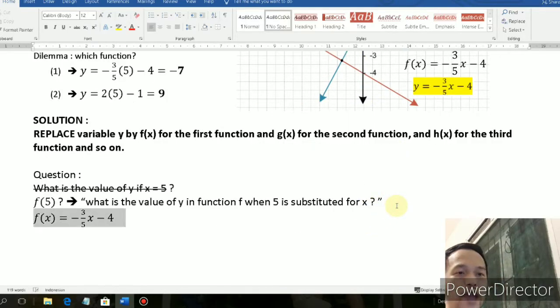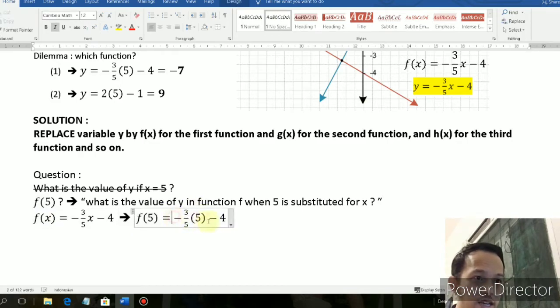So when we execute that, let's recall what the first function is. This is the first function. The f of x just replaces y. Again, this is one symbol here. So f of 5 is when x equals 5. You substitute the x by 5, and then you will find the value of f of 5 is -7. Or the value of y in function f is -7 when x equals 5.